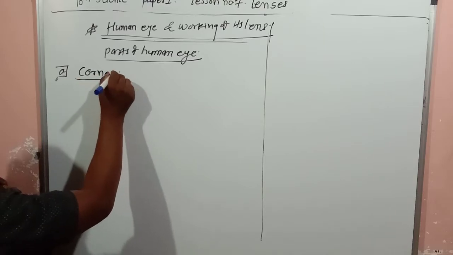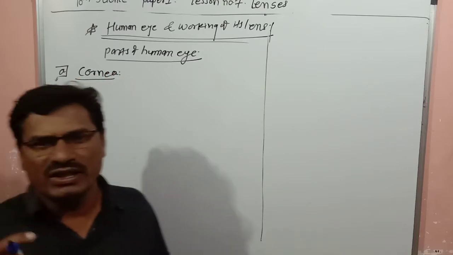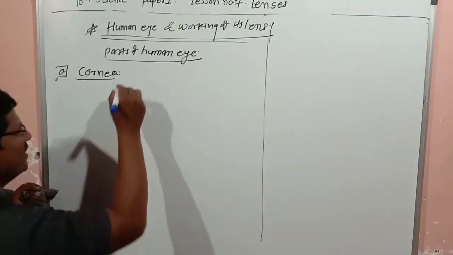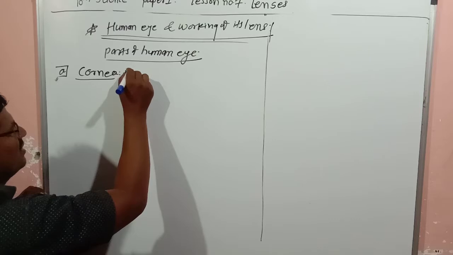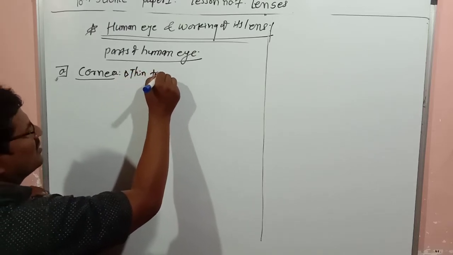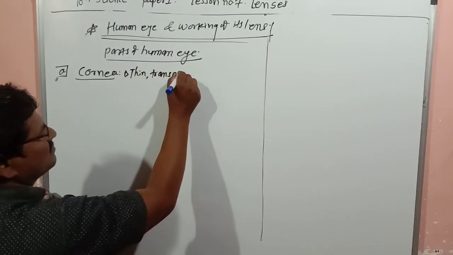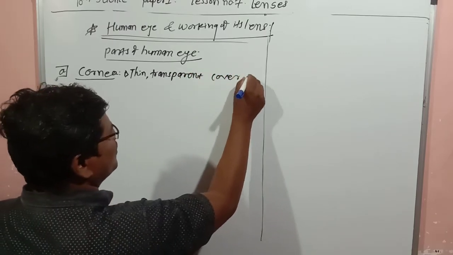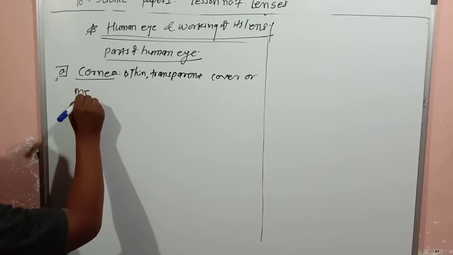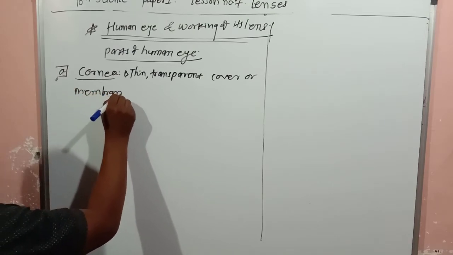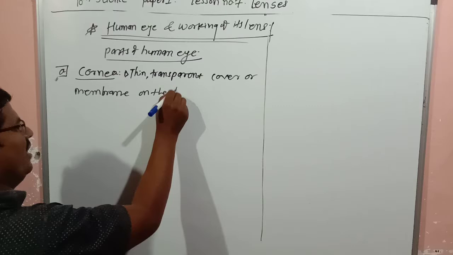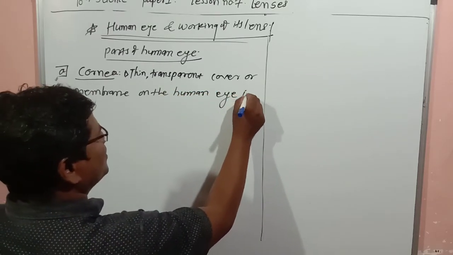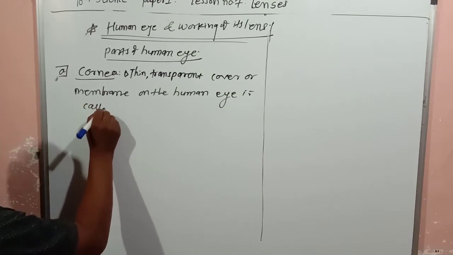So what is the cornea? It is the thin transparent cover or membrane on the human eye. The first point: thin, transparent cover or membrane on the human eye is called cornea.